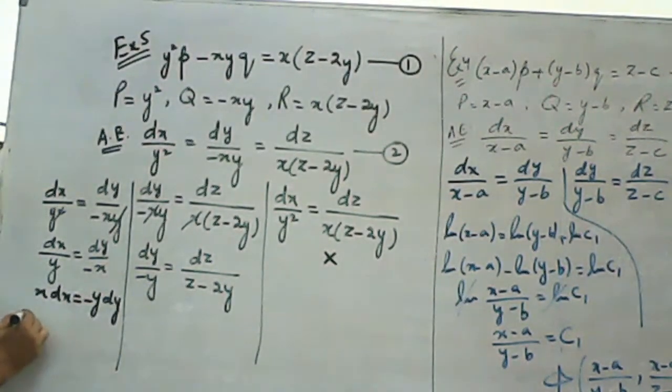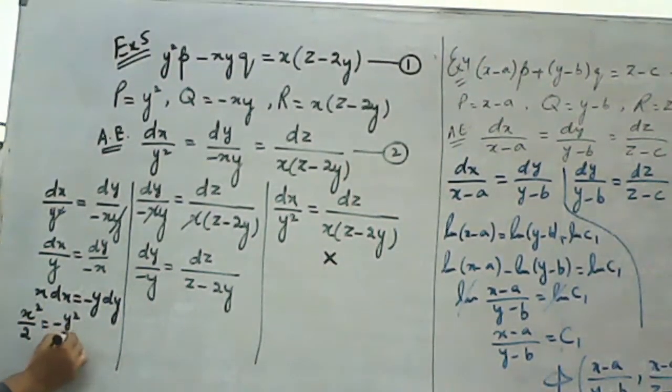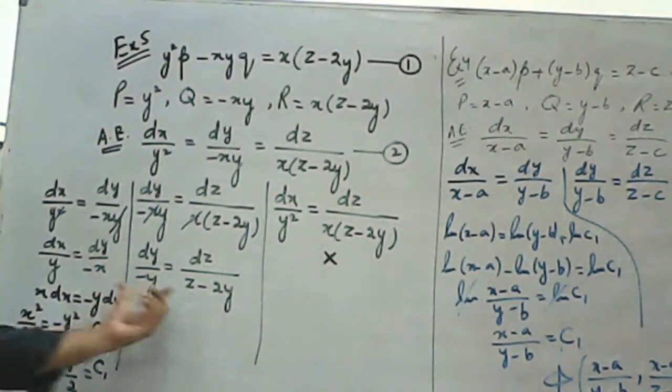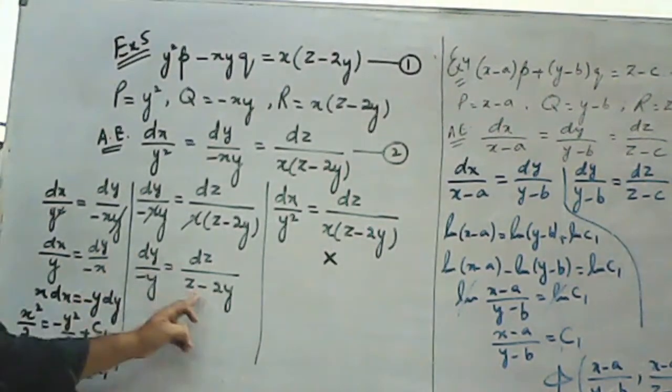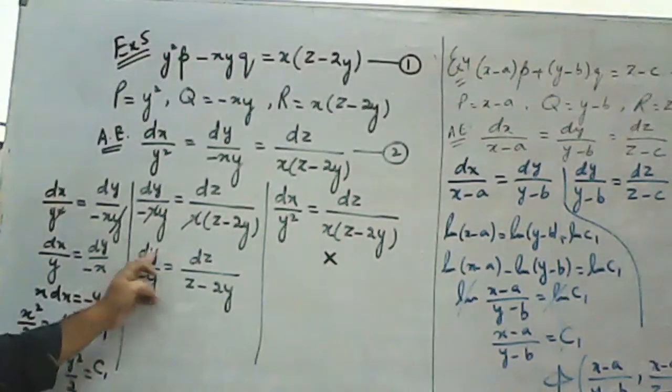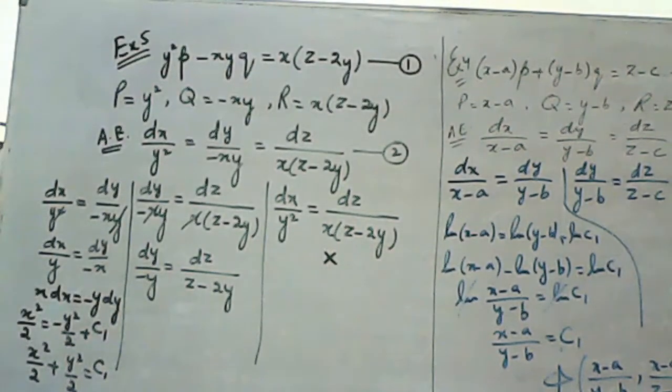So then if I integrate this, x square by 2 equals minus y square by 2 plus c1, and x square by 2 plus y square by 2 equals c1. Now in this scenario, it is not possible to make it a case of separable variable. It is not possible to separate variables on either side of the equal sign.